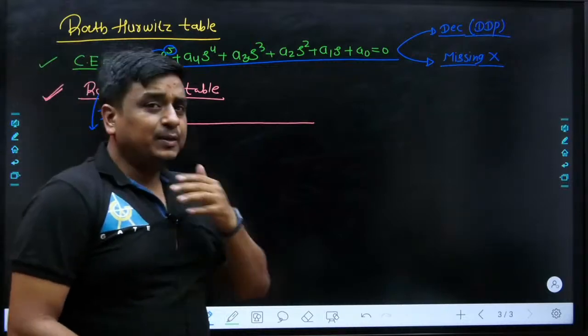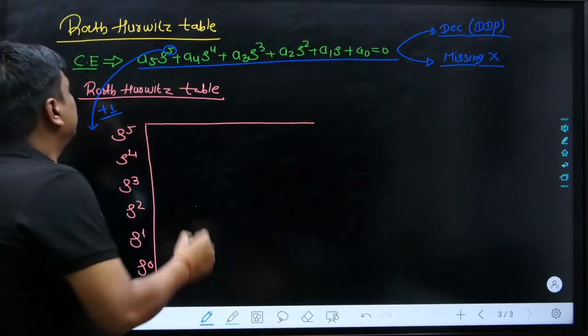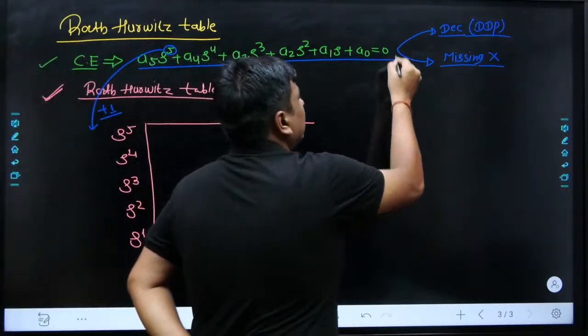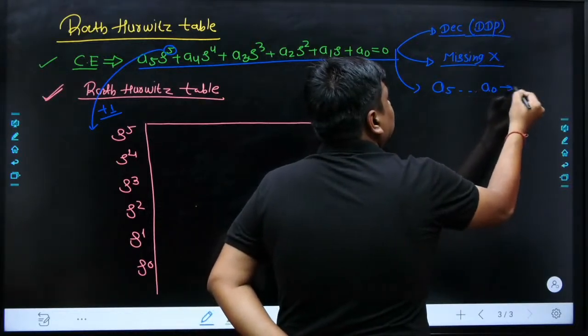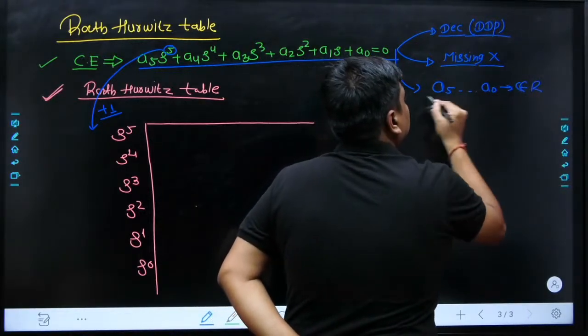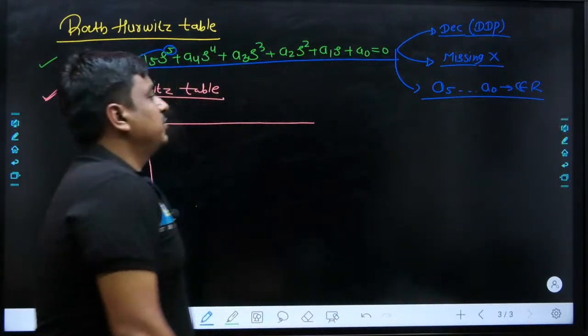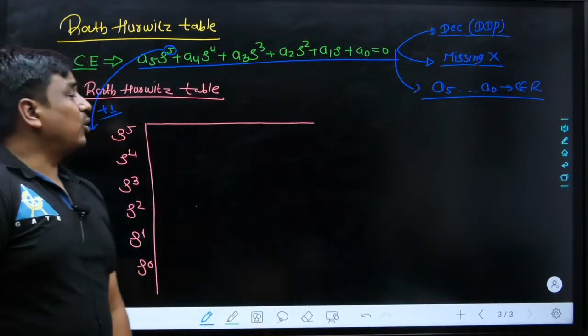Yes. Then let me start feeding the coefficients. The A5 till A0, they would be the real coefficients. Till this point nobody should have any doubt as such.